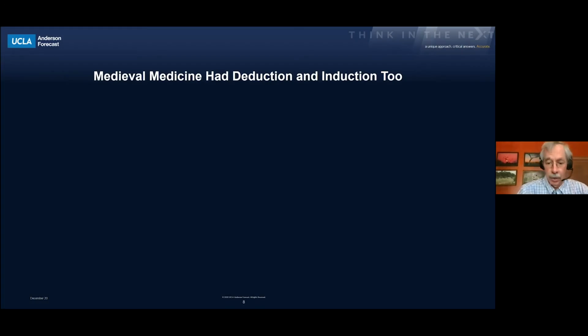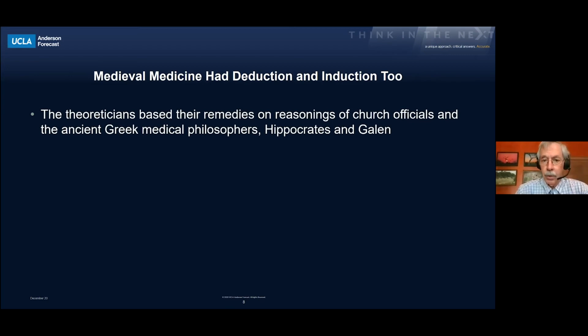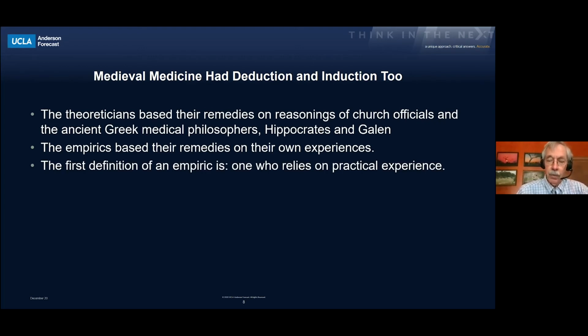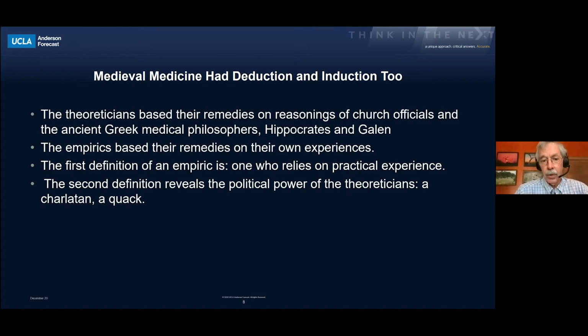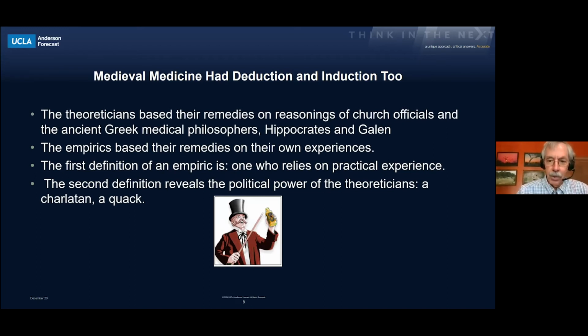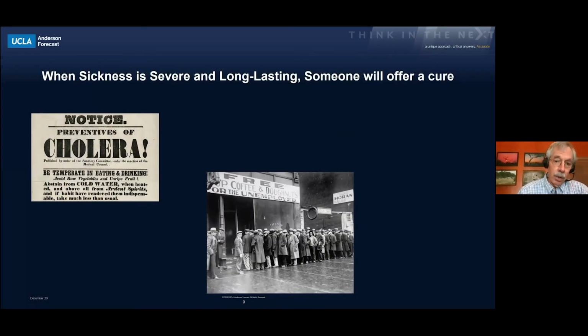Medieval medicine had deduction and induction too. There were theoreticians who based their remedies on church officials and the ancient Greek philosophers Hippocrates and Galen. But there were also empirics who based their remedies on their own experiences. So they did bloodletting a few times and patients got better, and they thought that bloodletting is a good idea. The word empiric, the first definition, if you look it up, is someone who relies on practical experience. But the second definition is a charlatan or a quack. And that's the image that I want to leave with you, of the person who's selling this magic potion. So we need to know that when there's a severe, long-lasting illness, there are going to be people offering medicine to cure this illness.